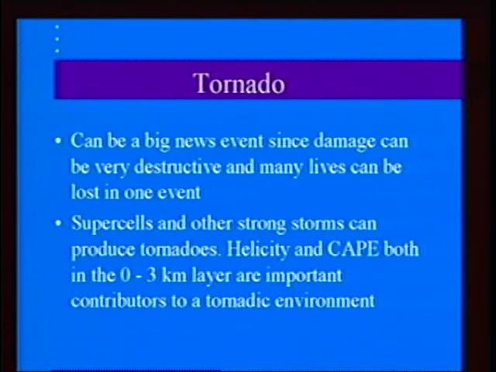Supercells and other strong storms can produce tornadoes. As we've gone over in the previous lecture, it's the helicity and CAPE in the lower troposphere, in the 0 to 3 kilometer layer, that are important to analyze on the Skew log P diagram, since those are important contributors to the tornadic environment, especially significant tornadoes.